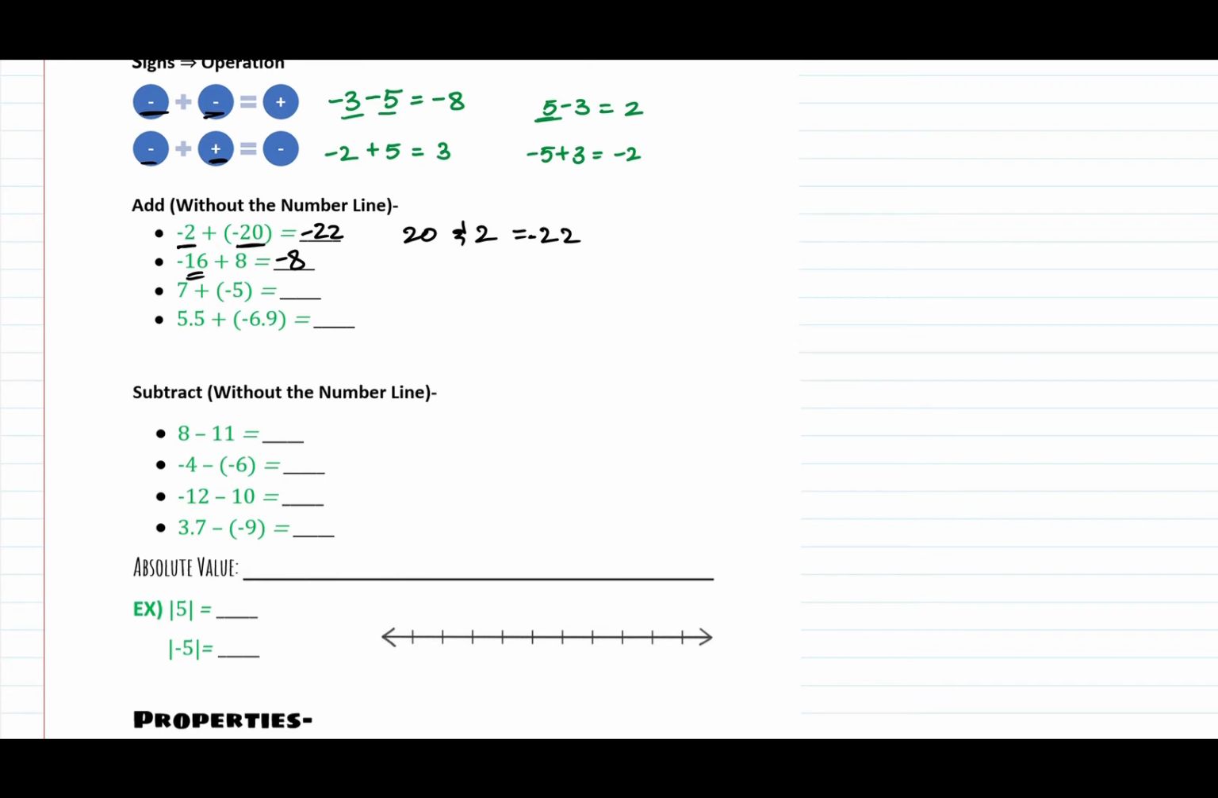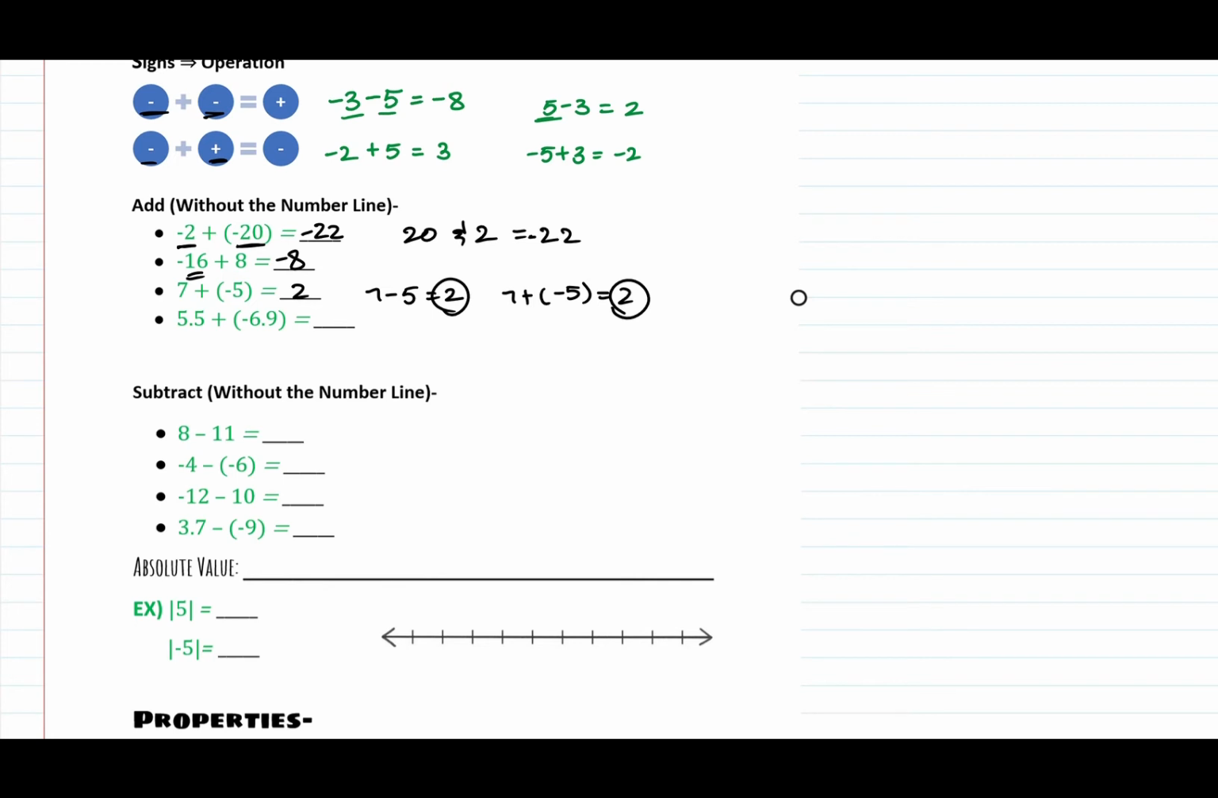Now let's move on to 7 plus -5. This answer is just 2. And here's the cool thing: 7 minus 5 equals 2, and 7 plus -5 also equals 2. It's the same thing, right? So what we just learned is that 7 plus -5 is the same thing as 7 minus 5. It is just written in two different ways. Pretty cool, right?